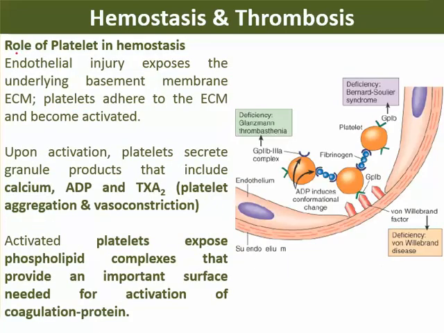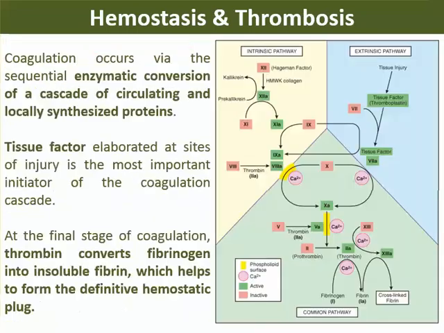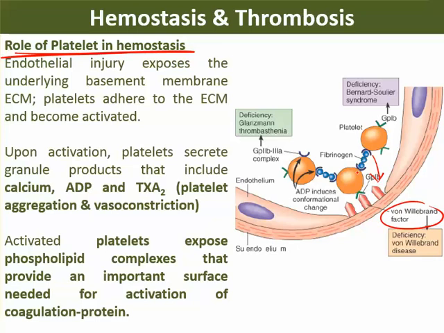So now coming to the role of platelets in hemostasis. I told you girls that the platelet comes and attaches to the von Willebrand factor. Once it gets attached, it releases these substances, ADP and thromboxane A2, that lead to platelet aggregation. If anything blocks thromboxane A2, then the platelet cannot aggregate.